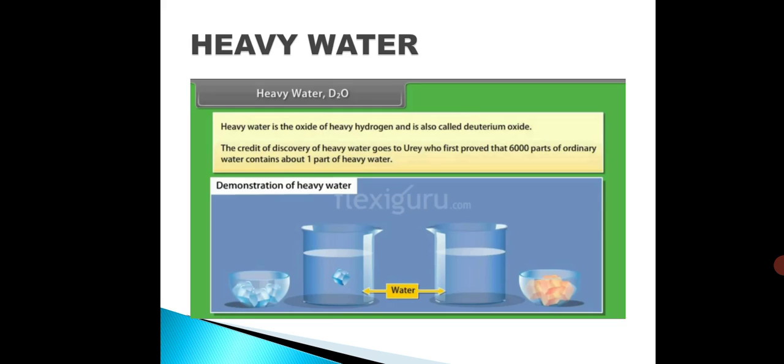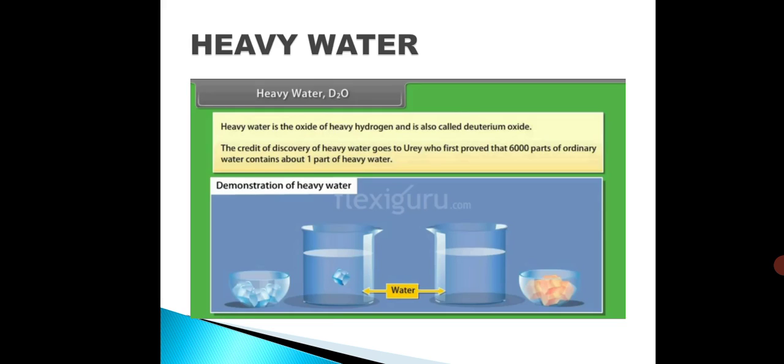The credit for the discovery of heavy water goes to Urey, who first proved that 6,000 parts of ordinary water contain about 1 part of heavy water. Heavy water has slightly higher values of physical constants because of its higher molecular mass as compared to ordinary water.